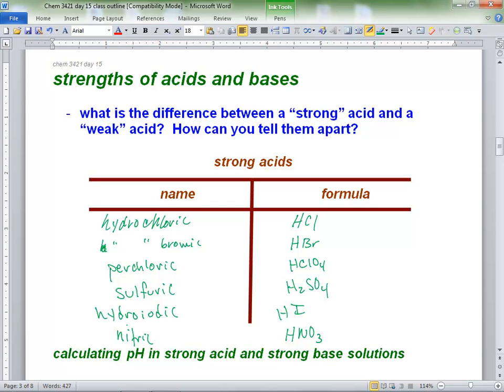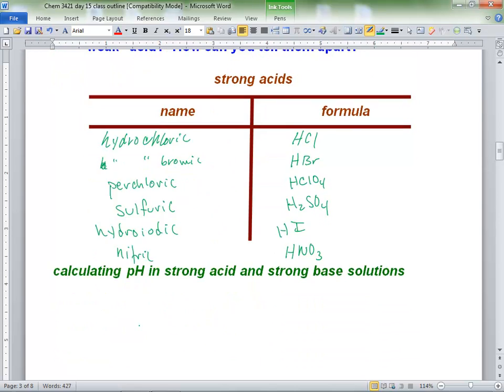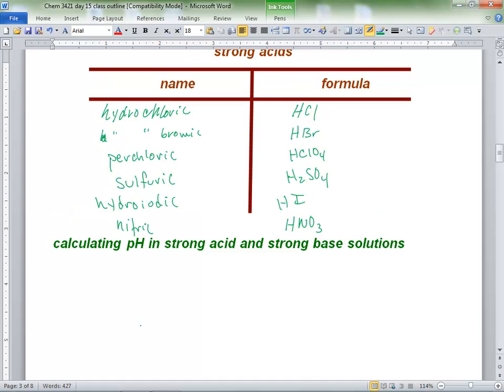Okay. Calculating the pH in strong acid and strong base solutions. Okay, let's just pick one. I have 0.30 molar HBr. How would I get its pH, Javier? It's a strong acid. Okay, I'm going to need this. He got you halfway there, Eustacio. Now what do you do?